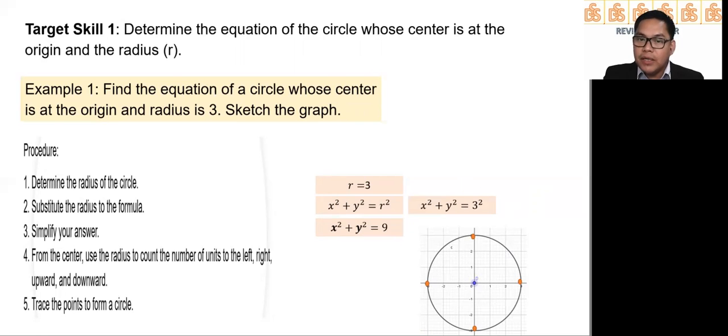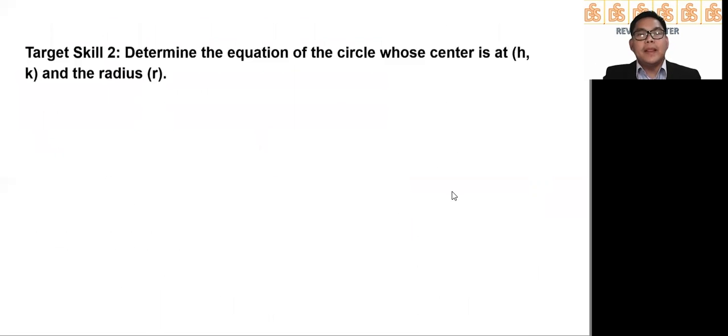From here, we may trace the line to form a circle. For you to make it more accurate, you may use a compass to do it. So set the compass with radius 3 and then trace the whole line. All right, let's proceed.